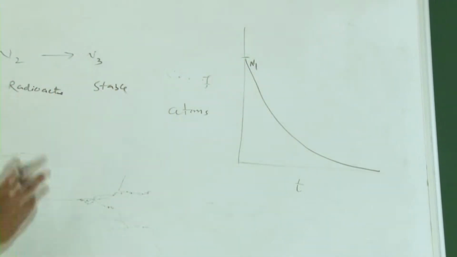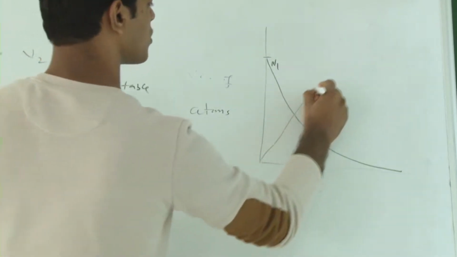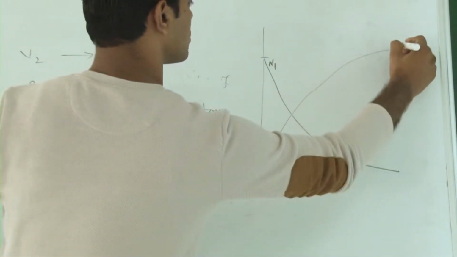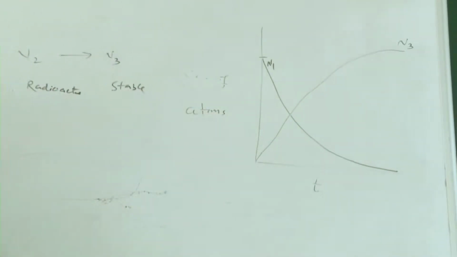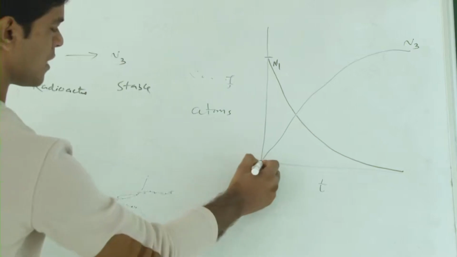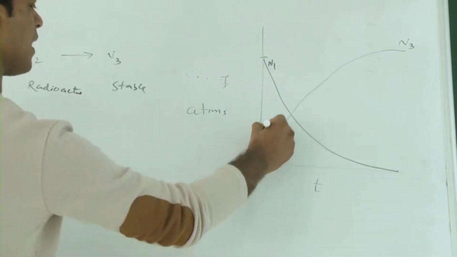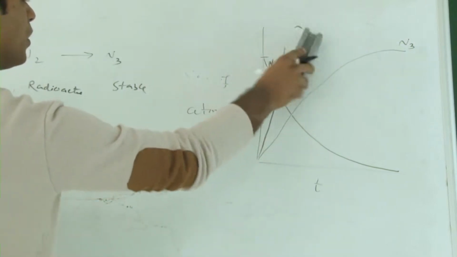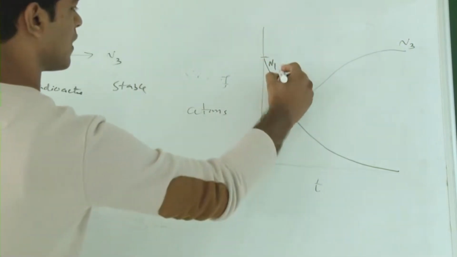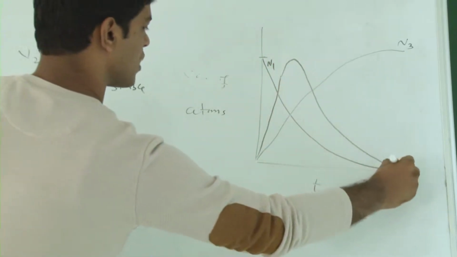Now, N3 is stable, so it is only receiving atoms from radioactive production. Again, that will also follow an exponential pattern. So, this will be N3. In case of N2, because it starts from 0, it will gain initially and reach a maximum; it cannot go beyond N1. Then subsequently it will also start decaying.